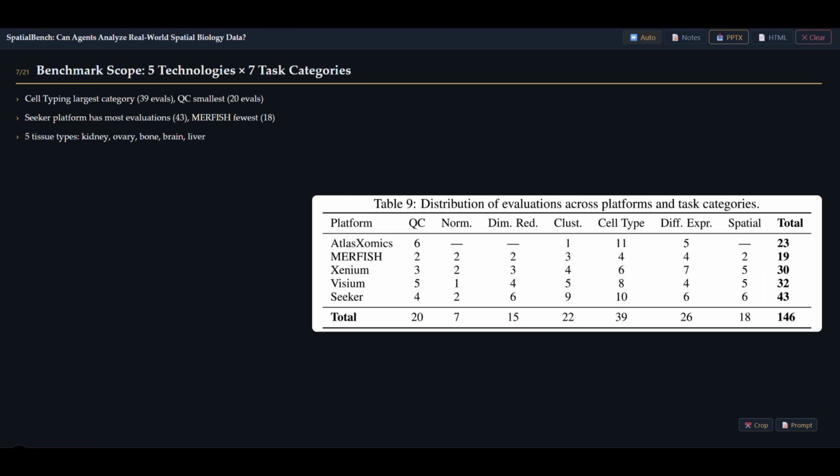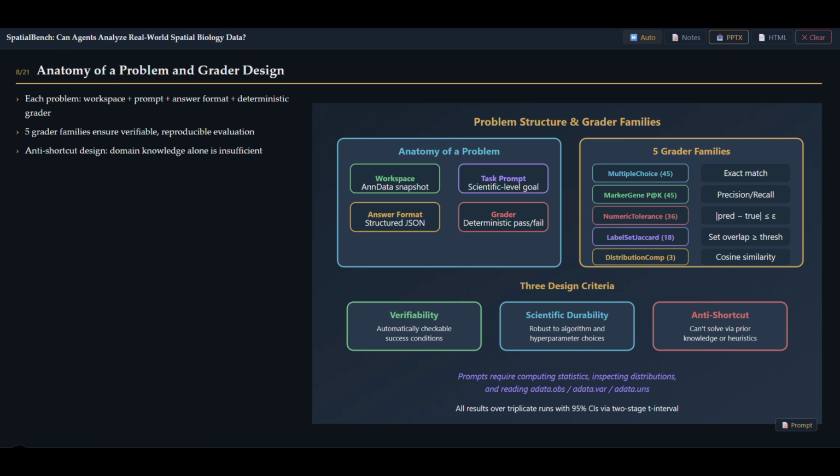This table shows the full benchmark inventory. The 146 evaluations span 5 spatial platforms and 7 task categories. Notice the heterogeneity. Atlas Omics has no normalization or dimensionality reduction tasks, reflecting the different workflow structures across platforms. Seeker contributes the most evaluations with 43, heavily weighted toward clustering and cell typing. Each platform is paired with specific tissues: Xenium with kidney, Seeker with ovary, Visium with bone, MERFISH with brain, and Atlas Omics with brain and liver.